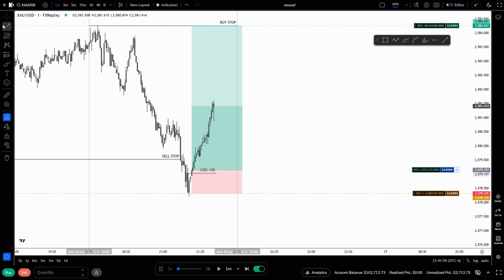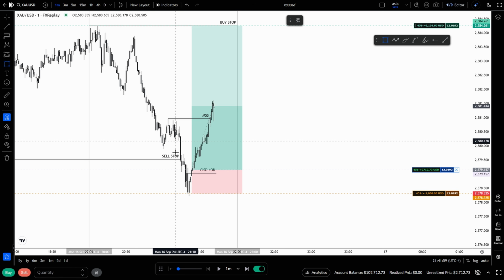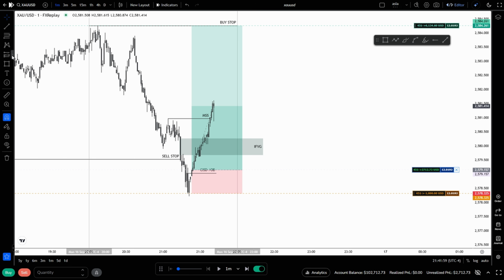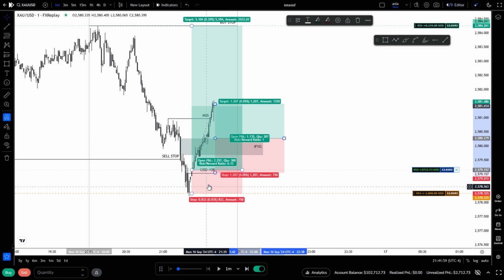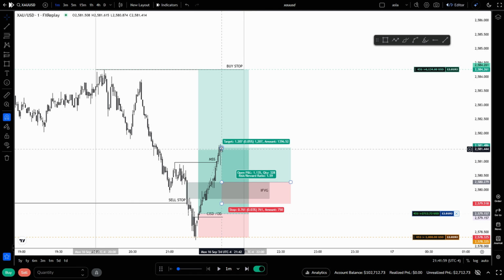Now the reason this is considered high probability is because we have a strong down close candle that takes out the sell stops, and then price immediately closes above it, which shows a clear shift in control from sellers to buyers. So once we have that confirmation, we don't just enter randomly, we wait for price to come back and retest that order block.